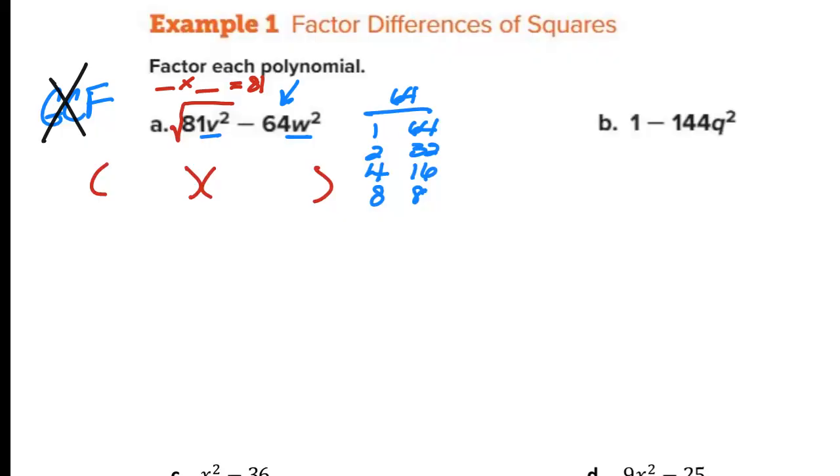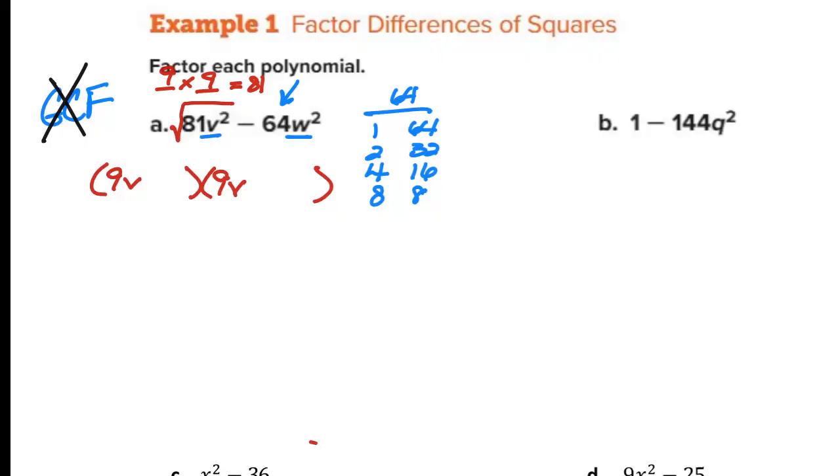What number times itself gives you 81? 9. Okay, so that means 9 goes here. Then I have the v squared. What times what gives you v squared? That would be a v. So you've taken the square root, you've got 9v as your first term for each of those factors.